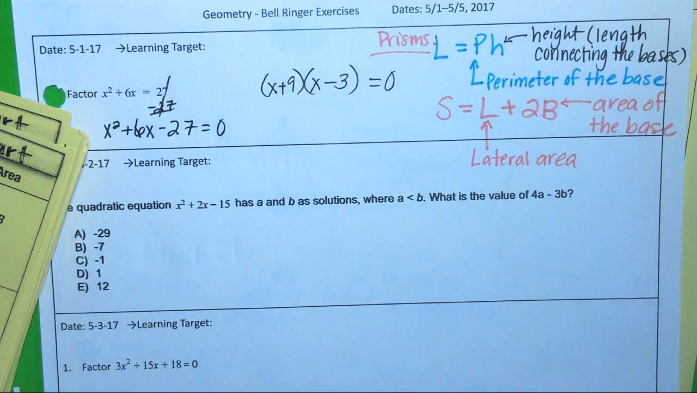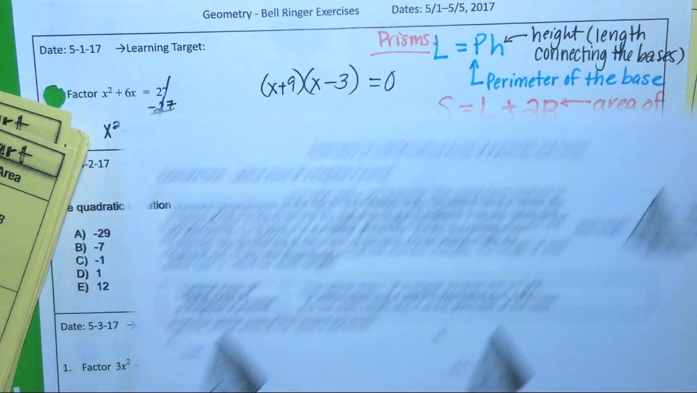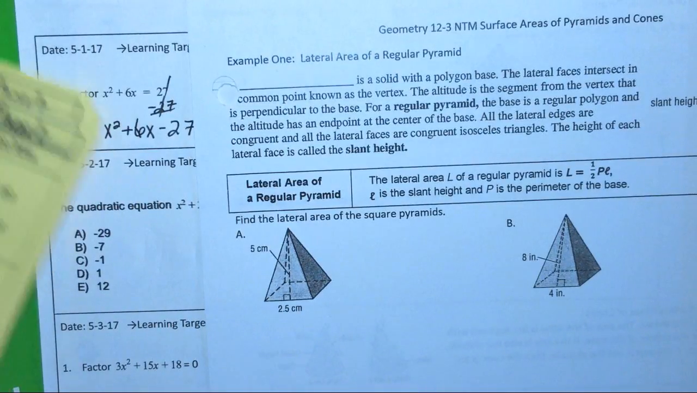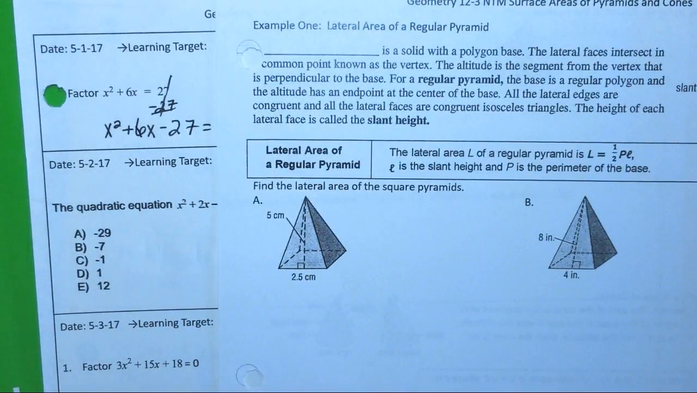Okay, are there any questions about the prism formulas? The cylinder formulas look really similar, but they have pi's and r's for the pi and for radius. Okay, so today we're doing new notes, new formulas, new shebang.